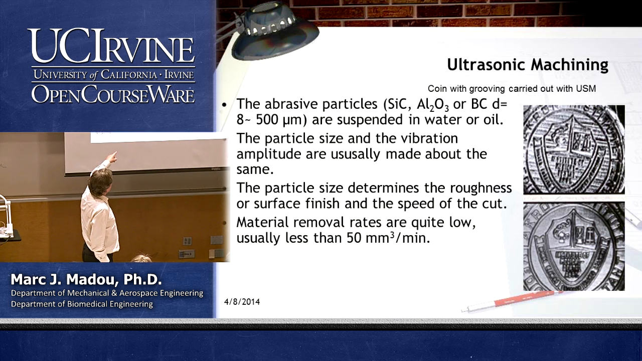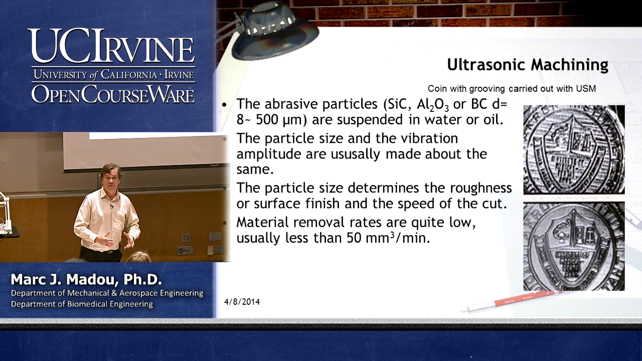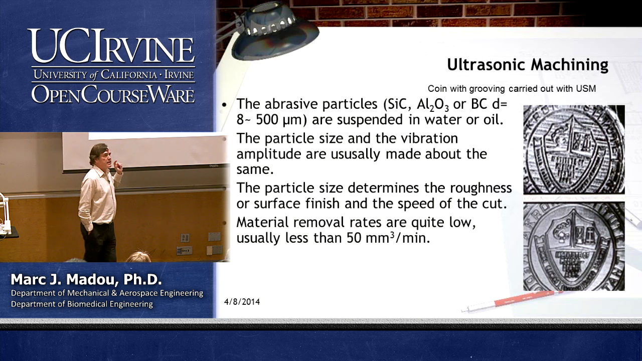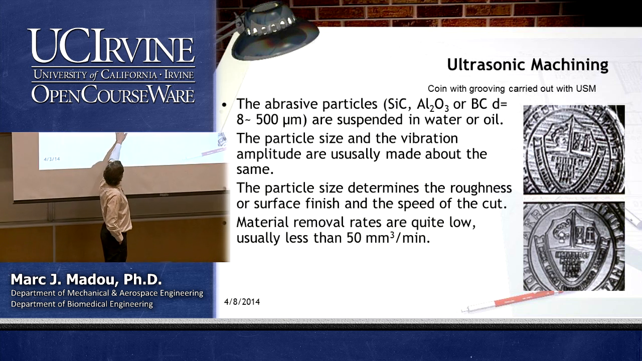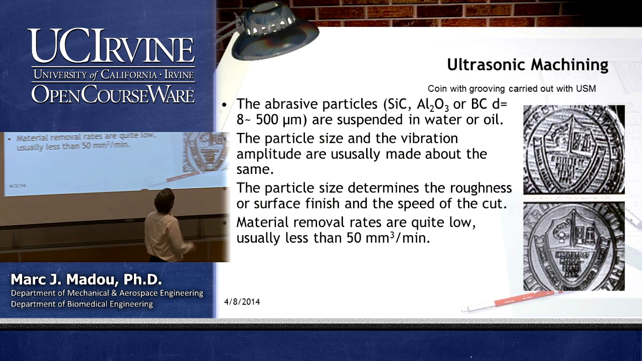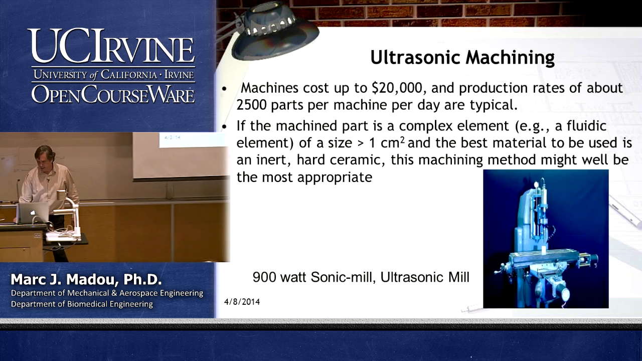The particle size determines the roughness. That's kind of obvious, right? A bigger particle will make a rougher surface. And the speed of the cut: it's a very slow technique. So when you want to make things fast, this will not do it. So let's say 50 cubic millimeters per minute. That's all. These are some other ultrasonically cut objects.